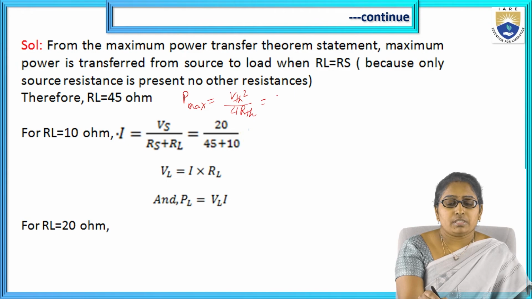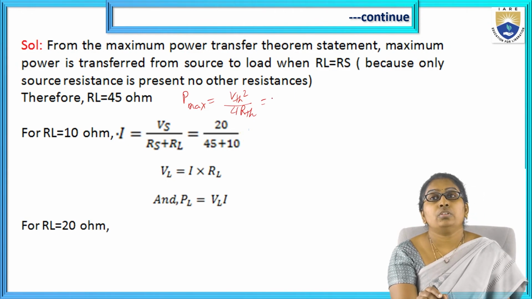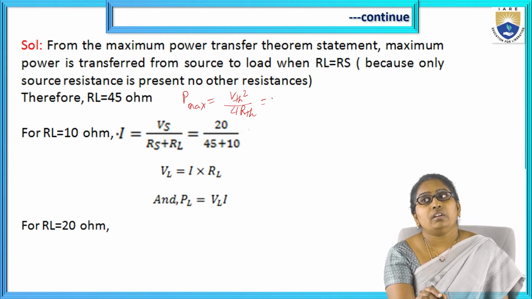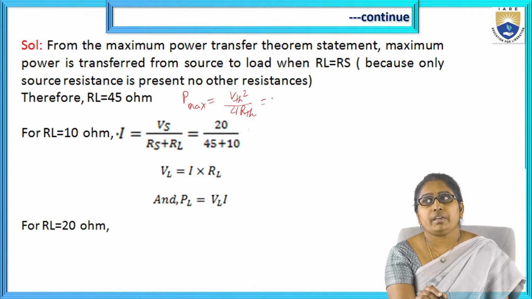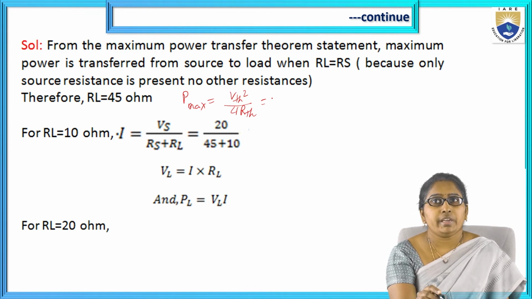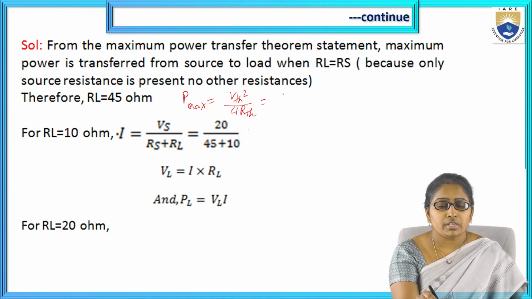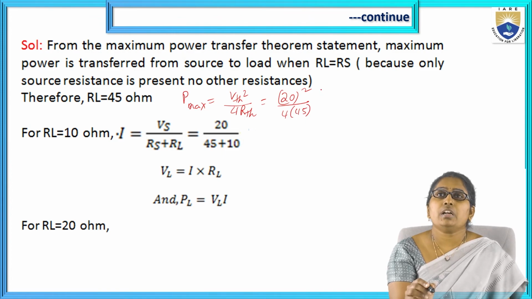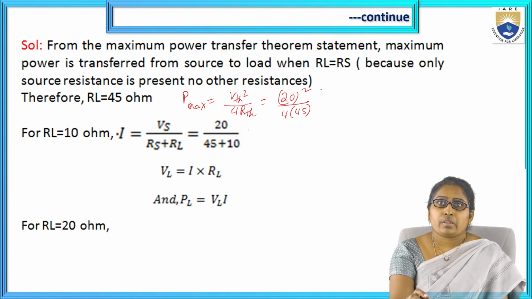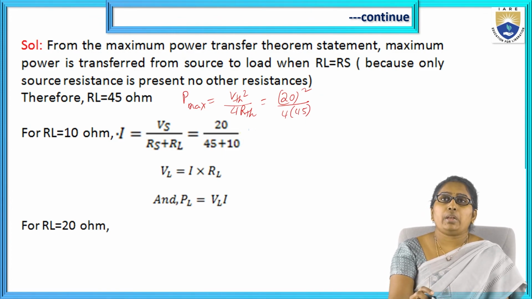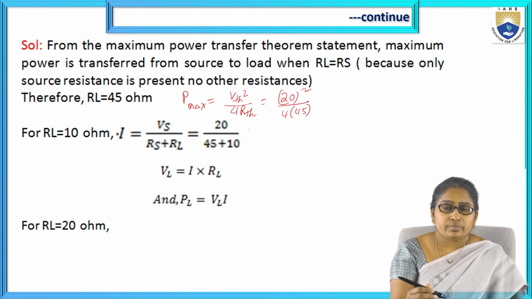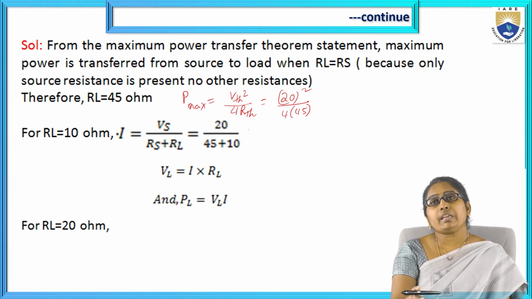So what is the VTH value? Here we have only two elements, right? RL and RS. So VTH is nothing but the source voltage, 20 square by 4 into 45. So that is the maximum power value. Next step, they ask to calculate current and voltage drops in each case.